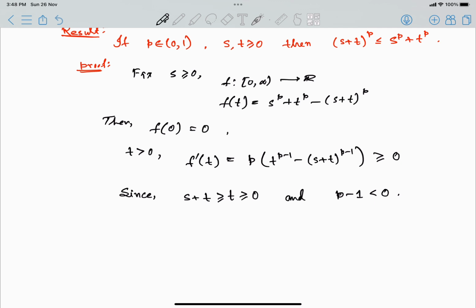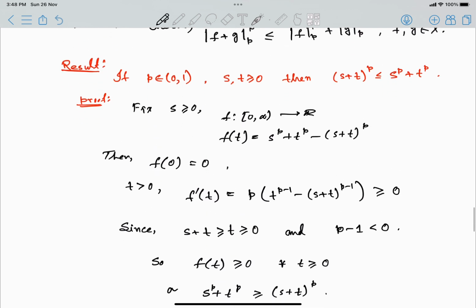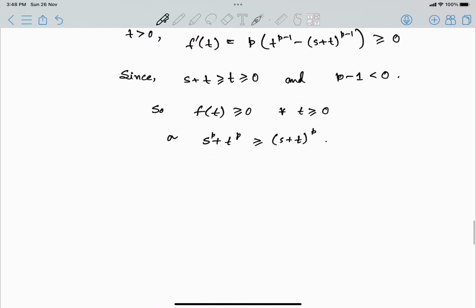So therefore f(t) is bigger than 0 for all t bigger than 0, right? Which means s to the power p plus t to the power p is bigger than (s plus t) to the power p. So this is the proof. So using this you can prove this one.